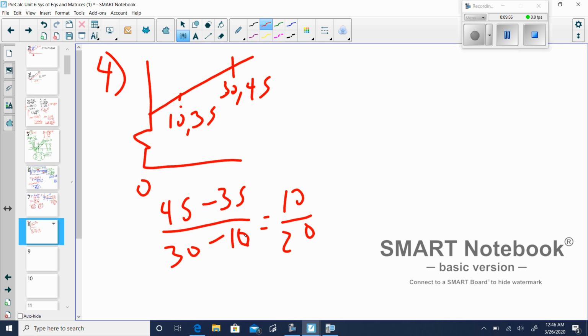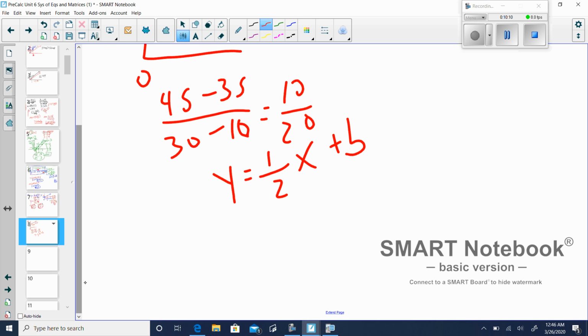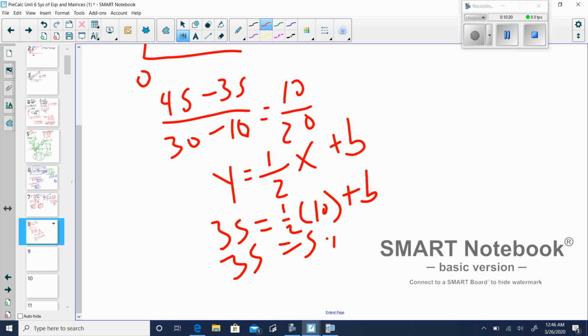45 take away 35 is 10. 30 take away 10 is 20. So our slope is 1/2. If we wanted to get our b, then we just take this point, (10, 35). So 35 equals 1/2 times x plus b. So 35 equals 5 plus b. B equals 30. And guys, this is a review.